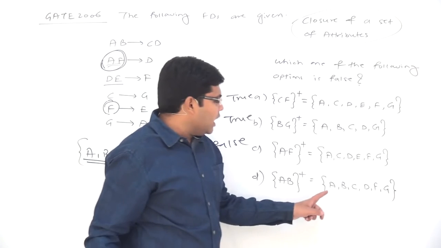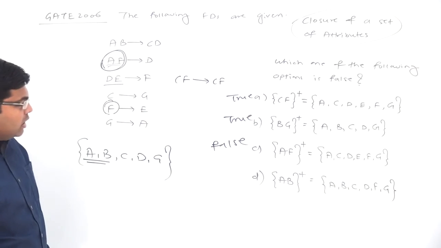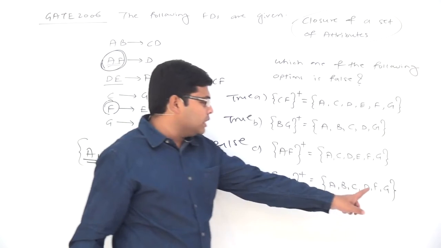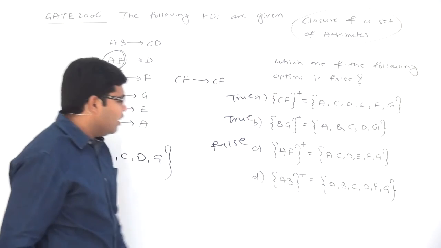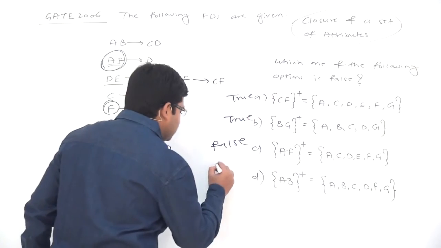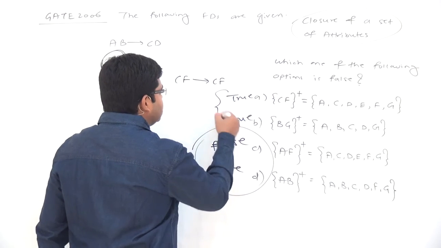However, here they are writing down A, B, C, D, F, G. One attribute is additional, and that additional attribute present here is F. F cannot be obtained from the closure of A and B, and that's why this particular option is again false. So 2 options are false and 2 options are true.